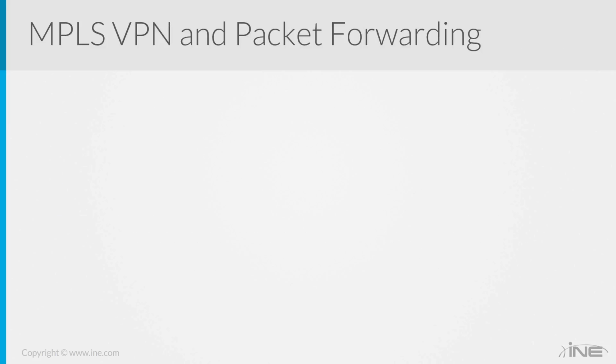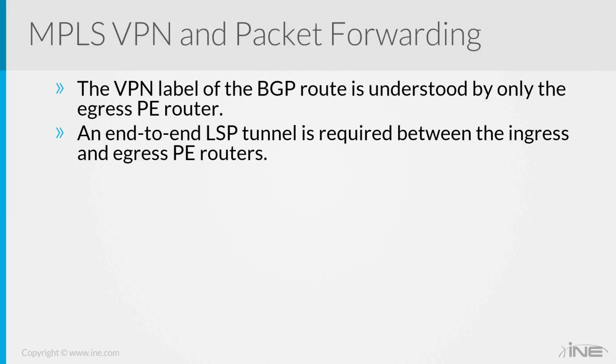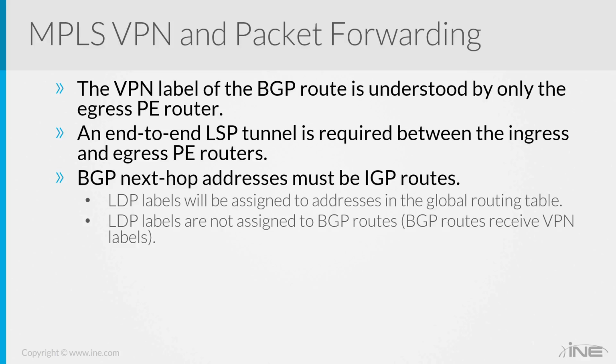MPLS VPN and packet forwarding. The VPN label of the BGP route is understood by only the egress PE router. End-to-end LSP is required between the ingress and egress PE routers. The BGP next hop address must be in the IGP routes. LDP labels will be assigned to addresses in the global routing table. LDP labels are not assigned to BGP routes.